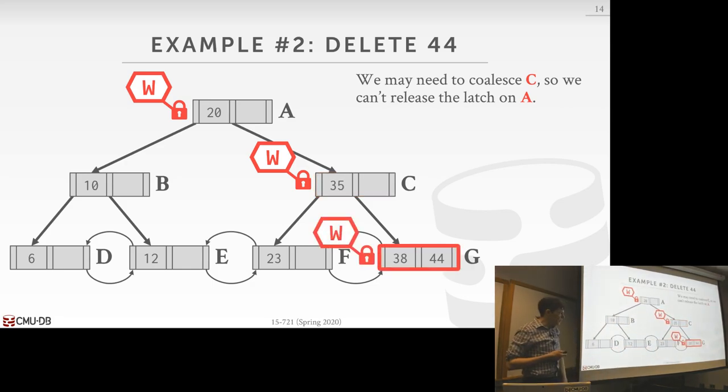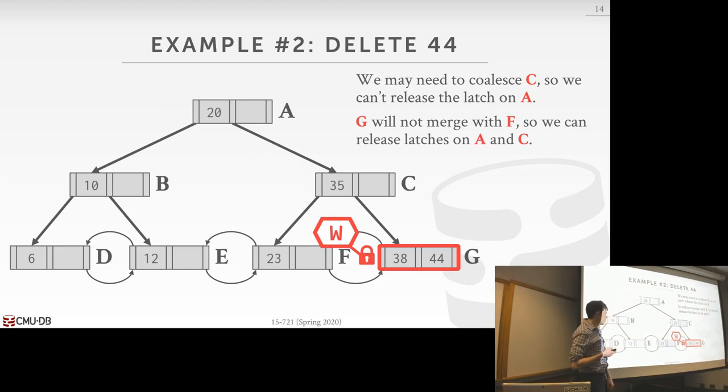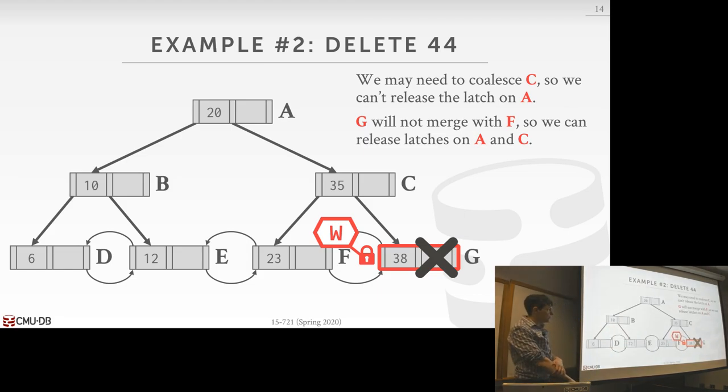So then we come down to G. We're deleting 44. At this point, we know we're not going to have to do a merge because if we delete 44, our node is still half full. So everything above us is safe, and we can go ahead and release those latches. And then at this point, we can go ahead and delete our key. So the idea is we want to release our latches as soon as possible when we know that we'll never make any changes up above us, right? So we want to release the latches before we actually do our delete, because releasing latches sooner rather than later allows other threads to make forward progress.